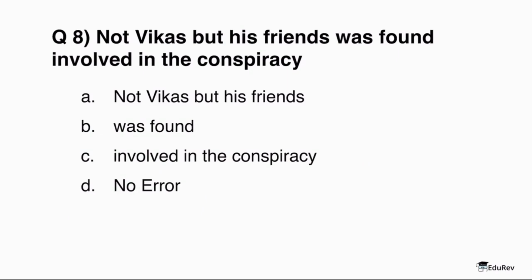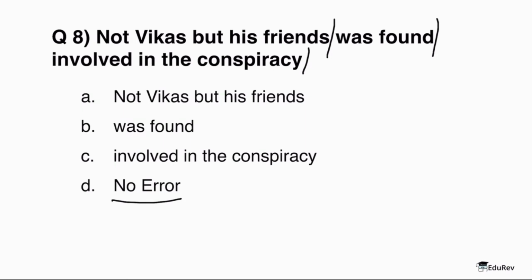Now let's look at another statement. Not Vikas but his friends was found involved in the conspiracy. So again, let's divide the sentence. Not Vikas but his friends is one, was found is second, involved in the conspiracy is third, and the fourth is no error. Okay. So see, there is another new rule here in this particular sentence that we need to see.